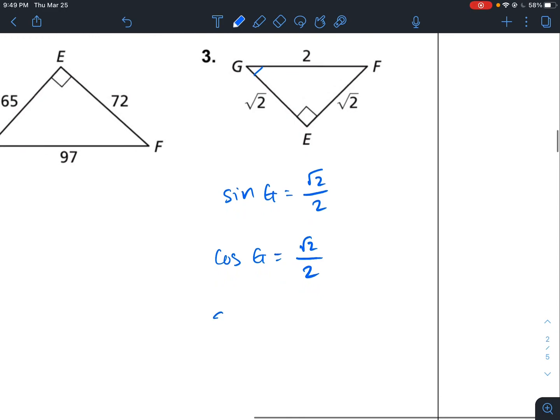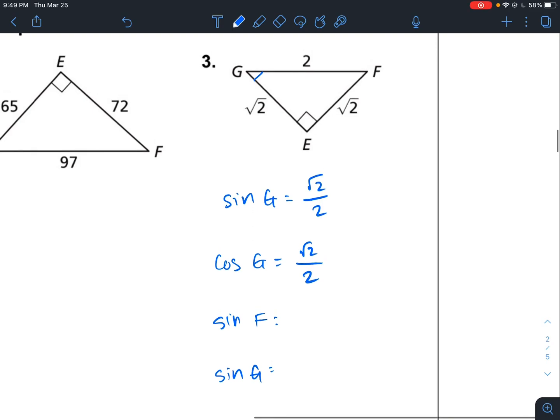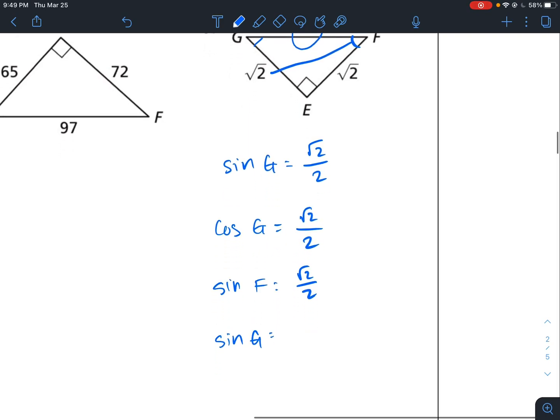And then sine of f and sine of g. So notice how these are the same value. That's because the legs are the same. So we should expect the same thing from sine of f. If we find sine of f, we'll find sine of g. So sine of f would be square root of 2 divided by the hypotenuse. And then that also means that sine of g is going to be the exact same thing. So again, notice that all these are the same, and it's just because the side lengths are the same.